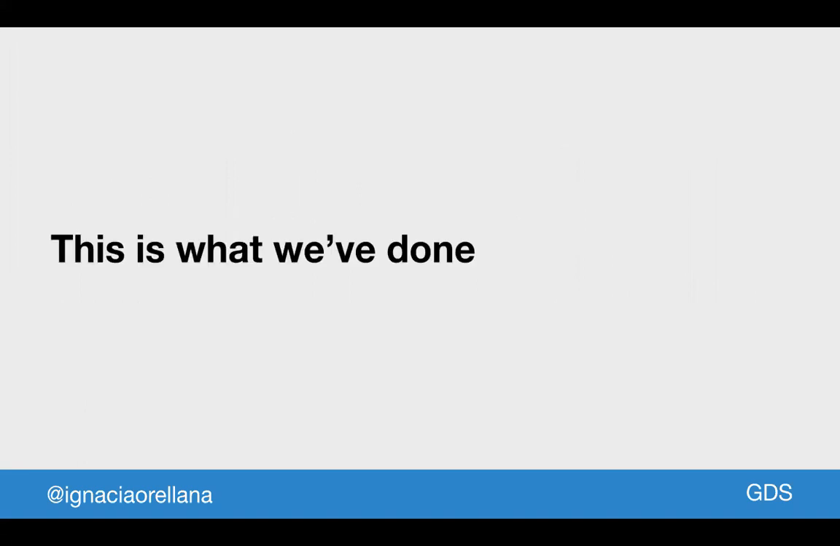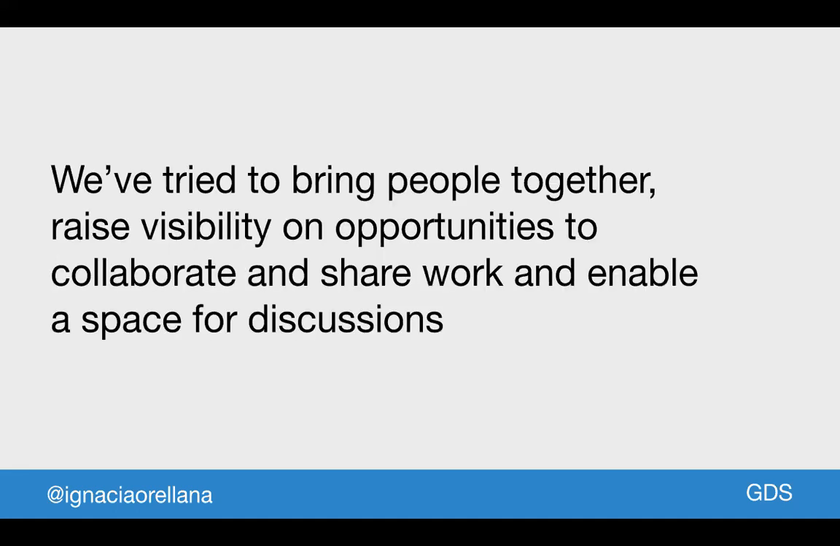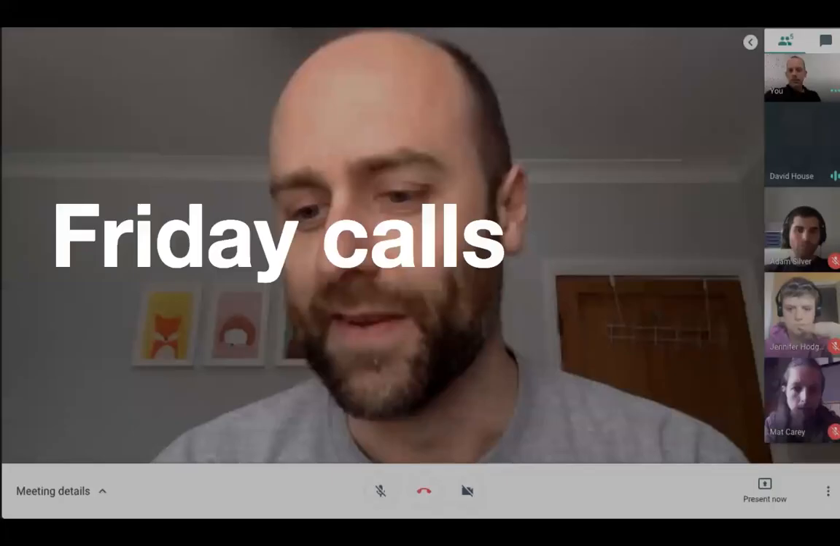So here are some of the things we've done to try to address those challenges. We've tried to bring people together to raise visibility on opportunities to collaborate and share work and enable a space for discussions. And we've done this by doing the following things. For the past 3 years, we've hosted a weekly call with anyone interested in creating components or patterns for prototyping and building government services. We use this space to have conversations with designers and developers to share work in progress, have design crits, talk about challenges that we face, and identify potential opportunities to collaborate.